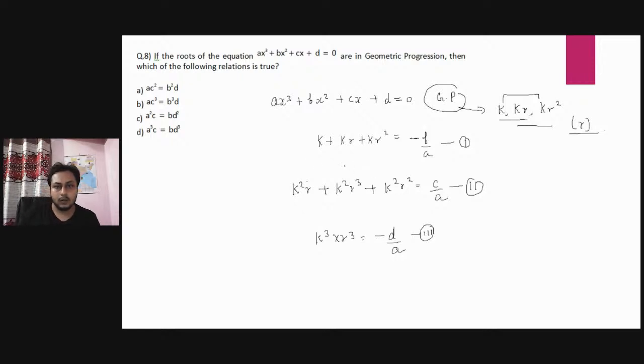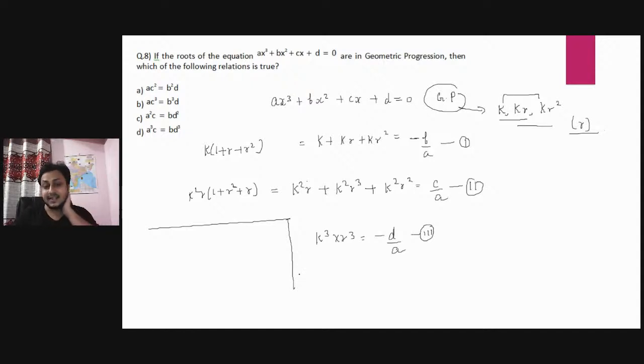So guys, this is k into 1 plus r square, and in this, take k square r common, it comes out to k square r into 1 plus r square plus r, right? So just apply only one operation, then you can easily see the answer. You just do second by one, right? Second by one.